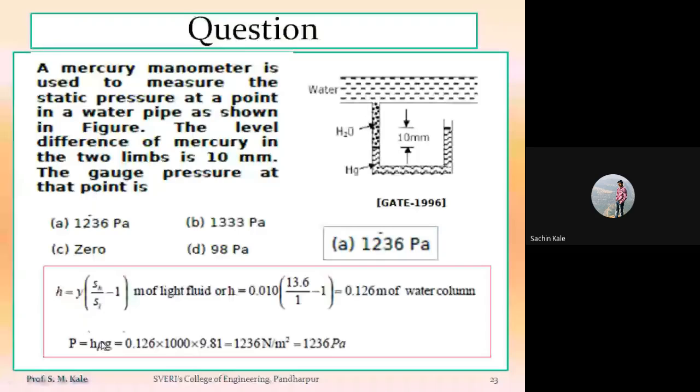Here H will be 0.126 meter, rho will be 1000, g will be 9.81. So you will get the answer as 1236 Newton per meter square, that is nothing but in terms of Pascal.